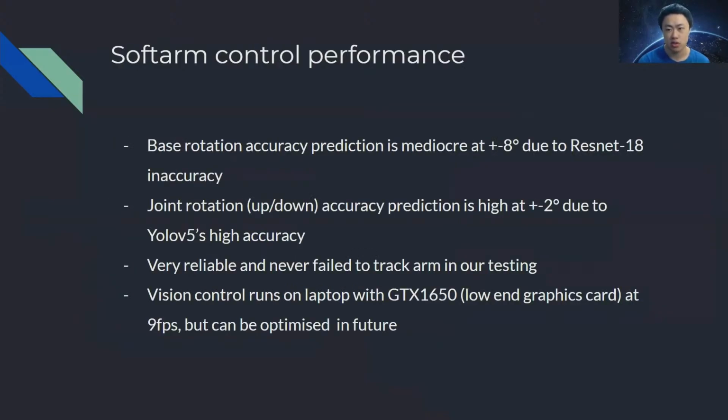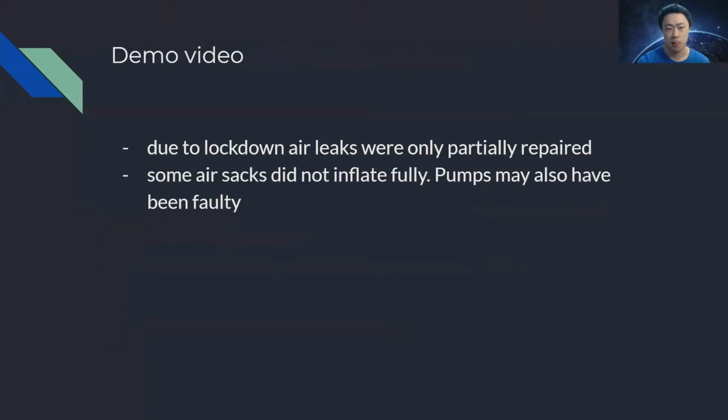Overall, we found the system to be functional, but with 1 or 2 caveats. The first being that the base rotation accuracy prediction is mediocre or poor at plus minus 8 degrees due to ResNet-18. However, joint rotation accuracy is quite high at plus minus 2 degrees. We found it to be very reliable and never failed to track the soft arm. However, it also ran at only 9 FPS, which was marginally acceptable for real-time control, but it can be optimized in the future.